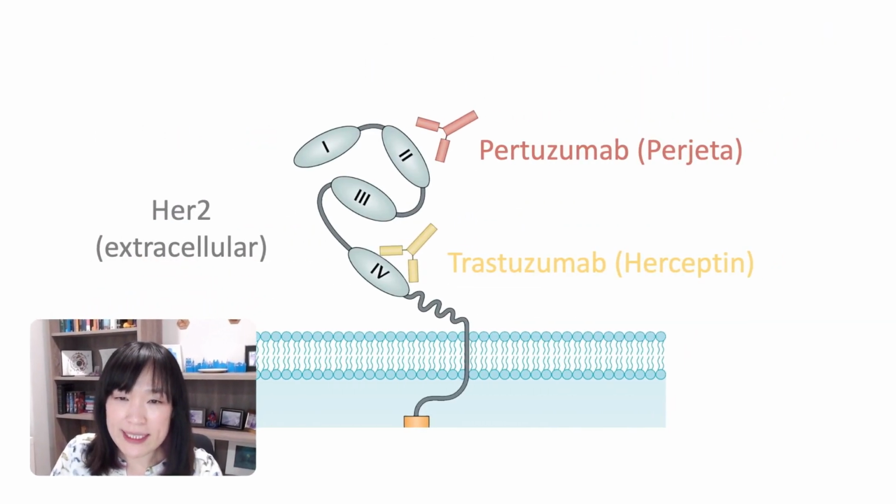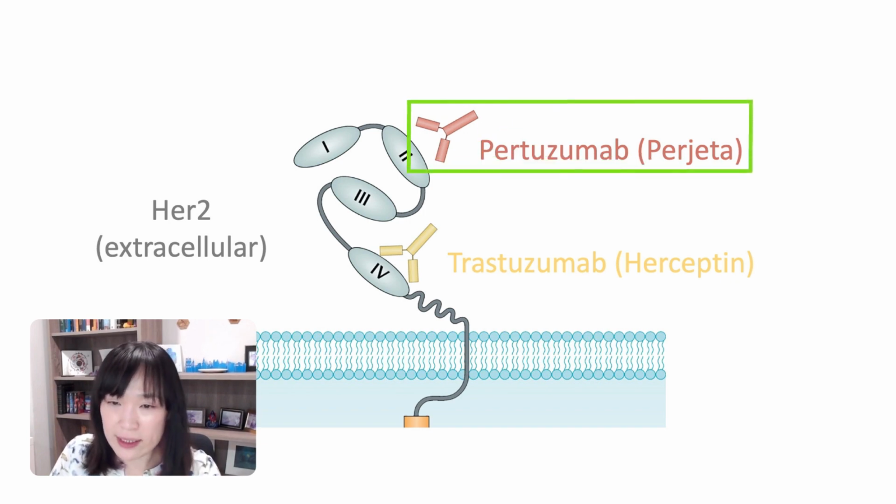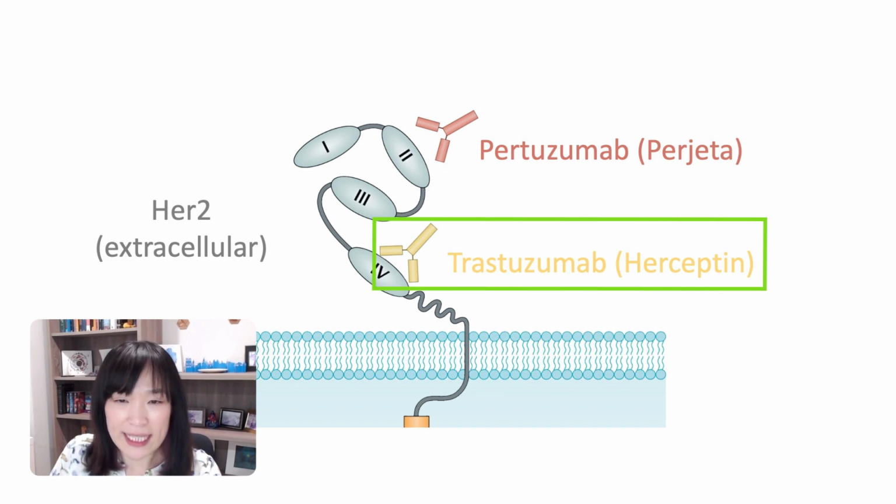Now, for the purposes of antibody therapeutics, we only really care about the extracellular portion. So this part of HER2, this protein that sticks out on the outside of your cancer. In this diagram, you can see that it's broken up into 4 domains, 1, 2, 3, and 4. There are marketed drugs that are antibodies that can bind and recognize different domains on this HER2 antigen. Pertuzumab is shown here, and trastuzumab is shown here.